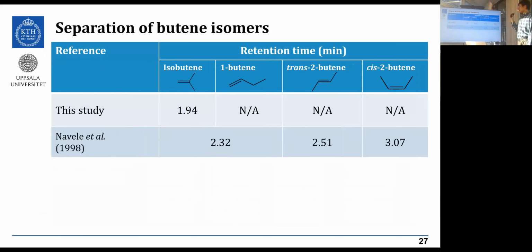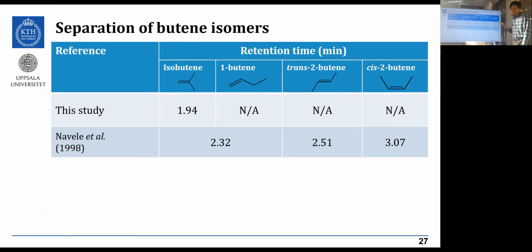Okay, so in a previous study, trans-2-butene and cis-2-butene could already be separated from isobutene. But in that study, they did not manage to separate 1-butene from isobutene. As we can see here, the retention time of isobutene in my study is less than in the previous study. So it is possible that at least 1-butene is interfering with the isobutene signal, but my retention time is too low to have them separated.